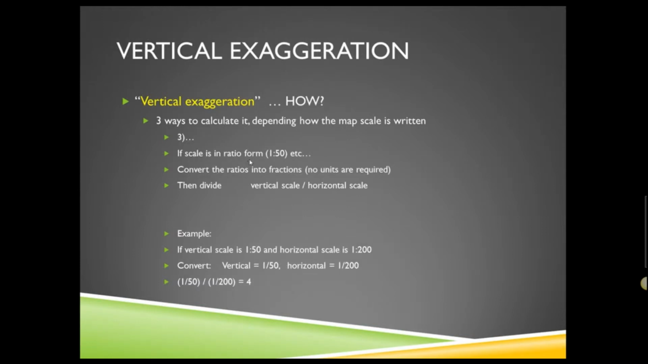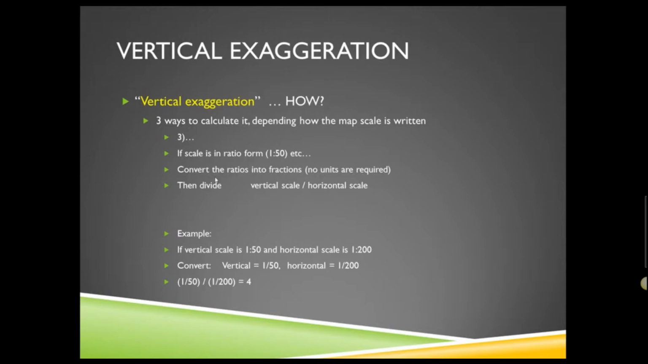And then the other common scale shown on maps is in the ratio form, 1 to 50. This means that 1 inch on the map equals 50 inches in real life, or 1 foot on the map equals 50 feet in real life.